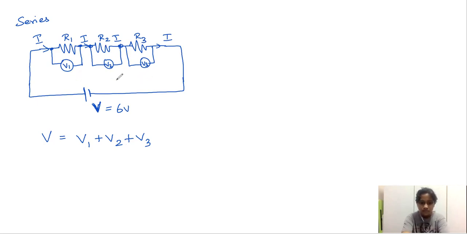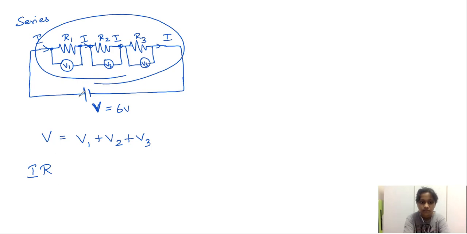Depending upon R1, R2, R3, their values, whichever is greater or lesser, accordingly you will have the potential to be split according to their requirement. So V is equal to V1 plus V2 plus V3, and you know the formula for V. What is it? V is equal to IR. This R is nothing but the resistance of this entire set.